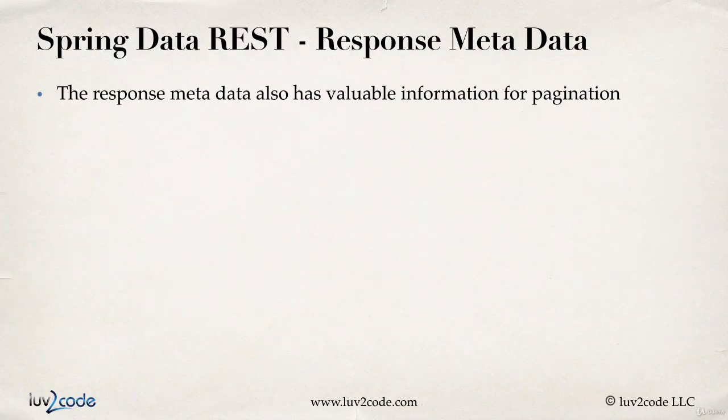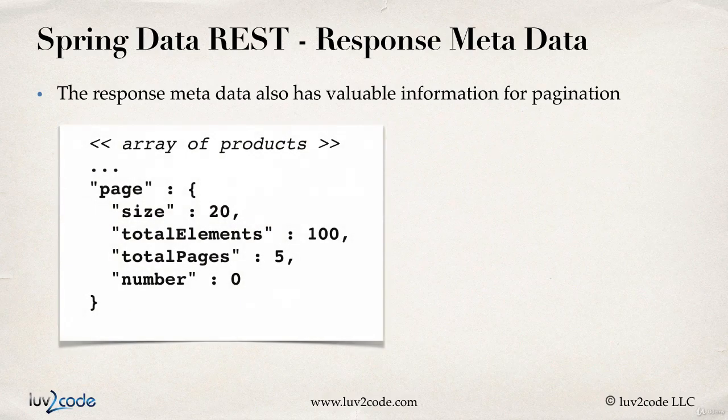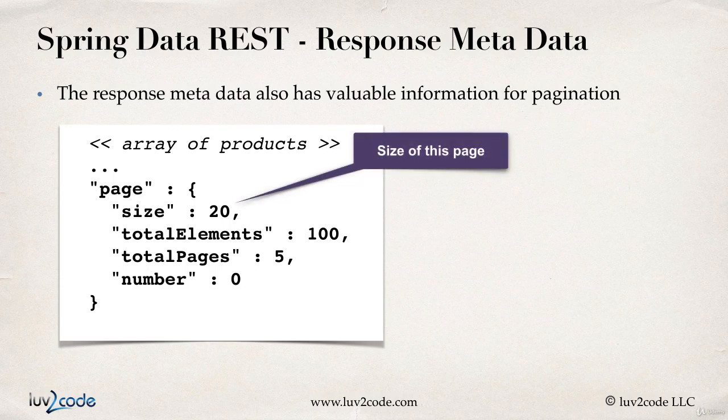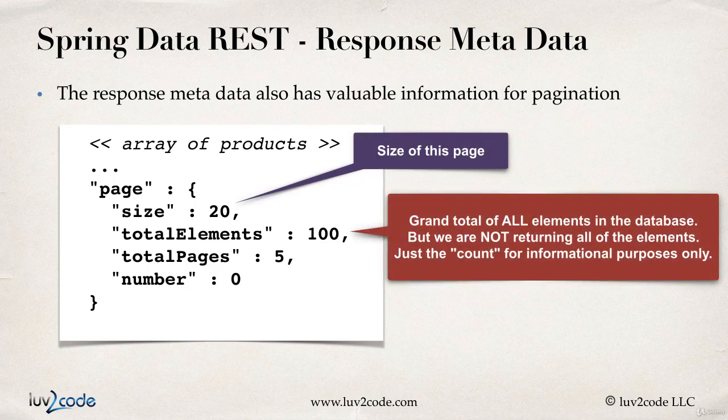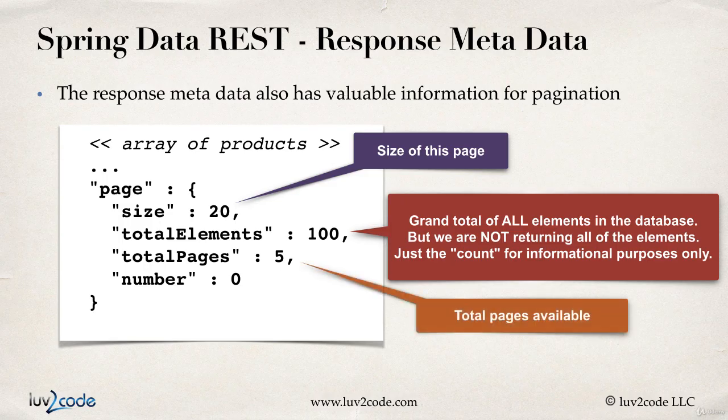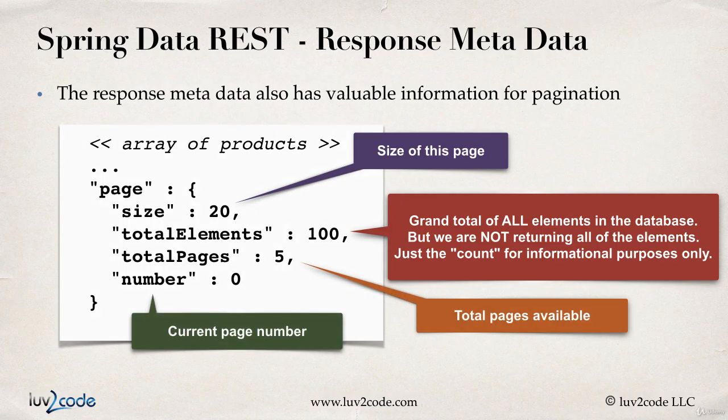So the response metadata has the valuable information for pagination. So at the bottom here, we have the page, we have size, elements, total pages, and number. We saw that in one of the previous videos as far as the data that's returned. And we need to grab this data and map this over to our TypeScript code.